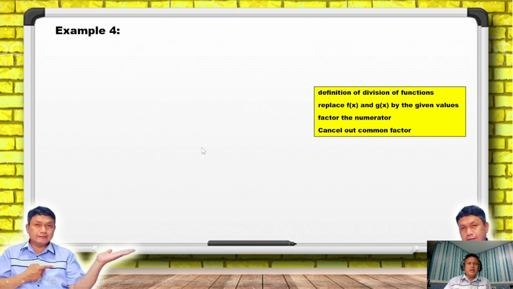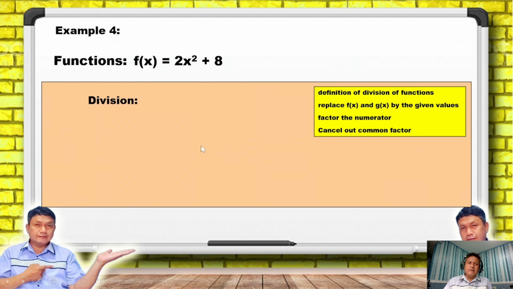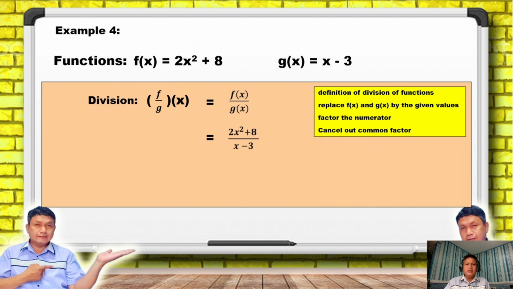Okay, how about in example number 4? For example number 4, since we have the same given, ang gagawin lang natin is just only the operation. So again, ito po yung ating notation natin. So f of x over g of x. Now, what is the value of f of x? So we have 2x squared plus 8, while our g of x is x minus 3.